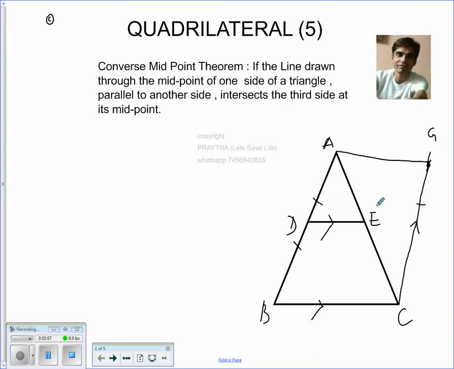Right? So now, to prove, we have to prove that E is the midpoint of AC, or we can directly prove that AE is equal to EC. We have to prove this. Now extend this line also, like this. So this is also parallel to BC.